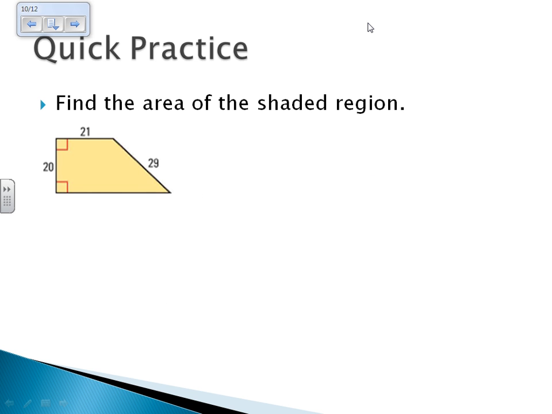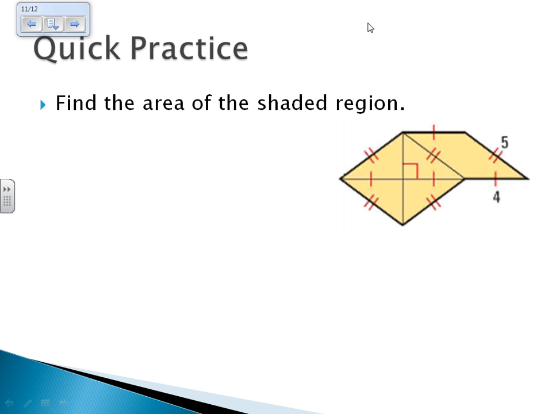Okay. We're going to skip that one. That's too easy. How about this one? Last round. So, take a look at it. I said we need to break it up into smaller pieces. What would be good pieces to break this up into? Kimberly?